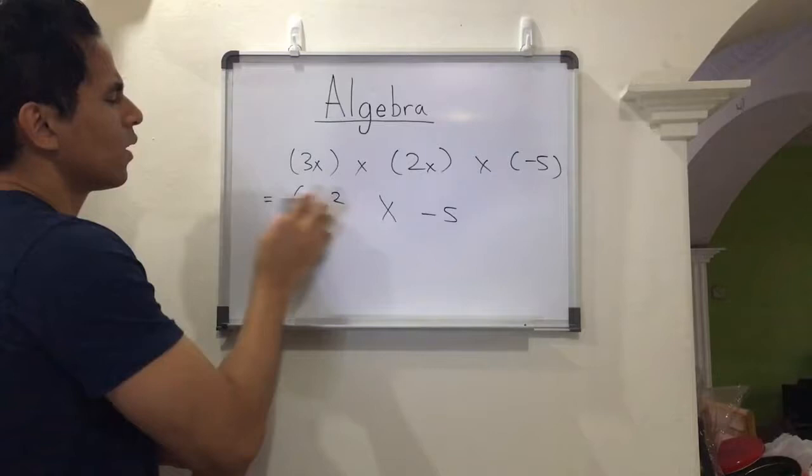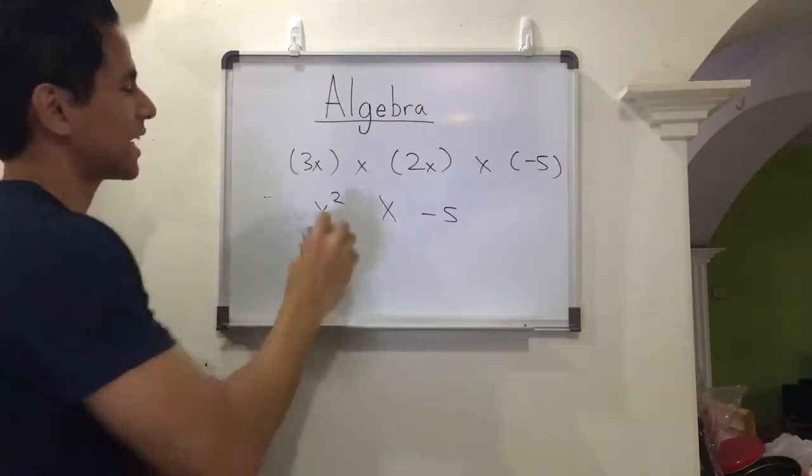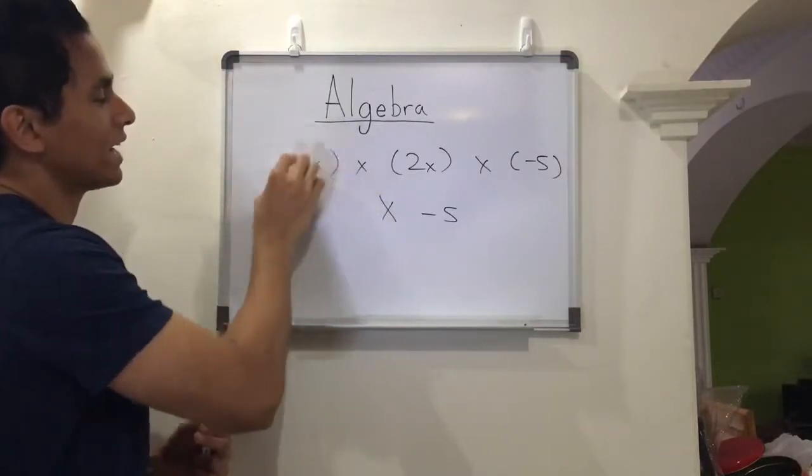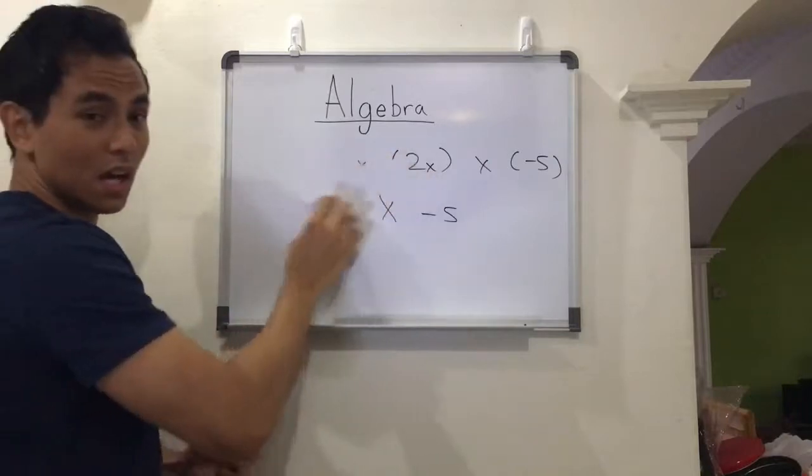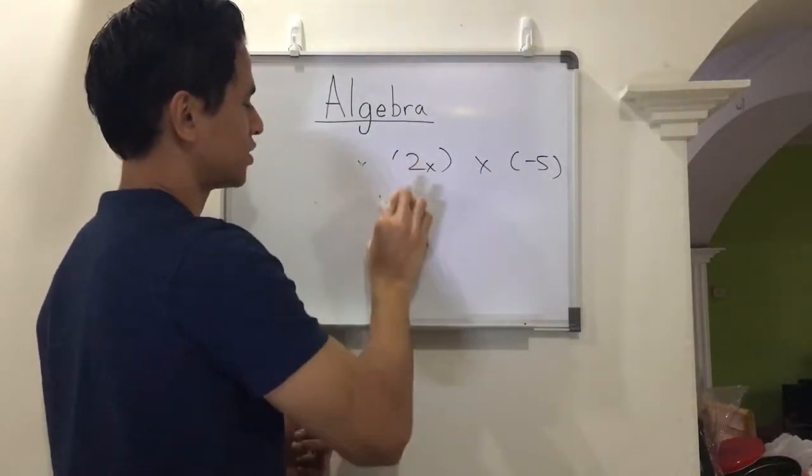Next, what if we were to introduce a second unknown? Let's say an x and a y. How would we go about doing it? Let me show you the next example.